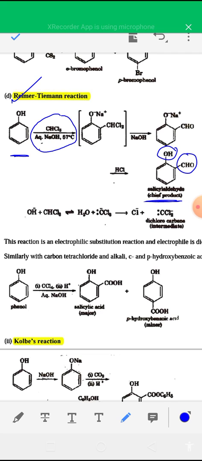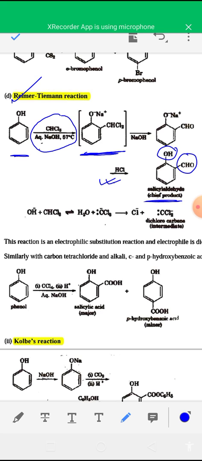So when phenol is treated with chloroform CHCl3 in aqueous NaOH medium, first this type of intermediate will form, and this intermediate on hydrolysis in the second step, with HCl, you will get salicylaldehyde, the main product, chief product. That is, one CHO group will enter at the ortho position of OH.